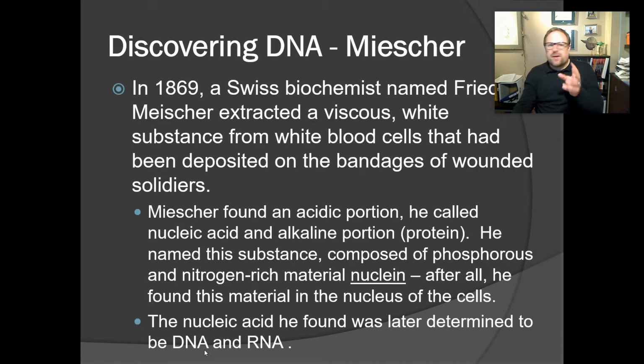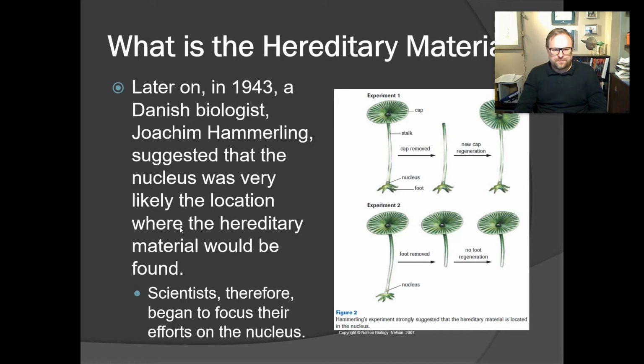Okay, and the nucleic acid he found was later determined to be DNA and RNA. But back then, the technology didn't exist. The knowledge didn't exist for him to maybe be able to figure that out. But he figured that this nuclein that he found had the hereditary material in it. Okay, it contained within it that hereditary material.